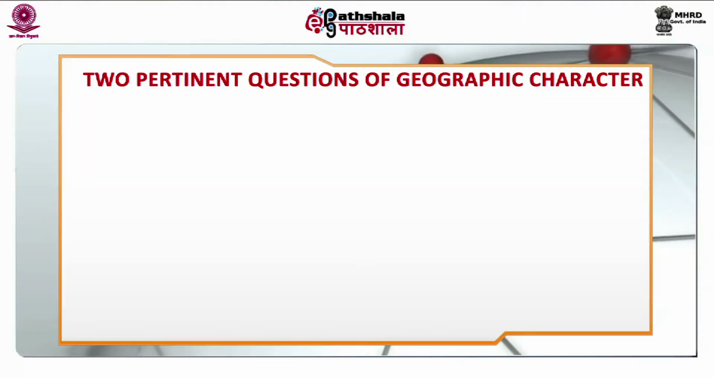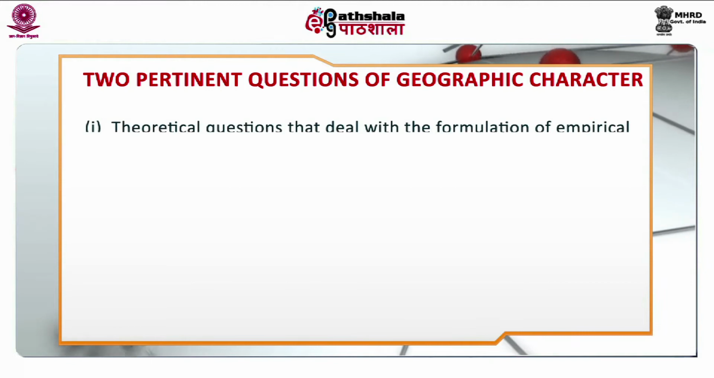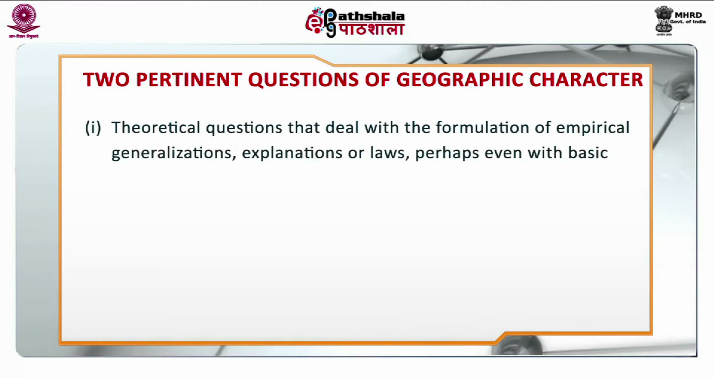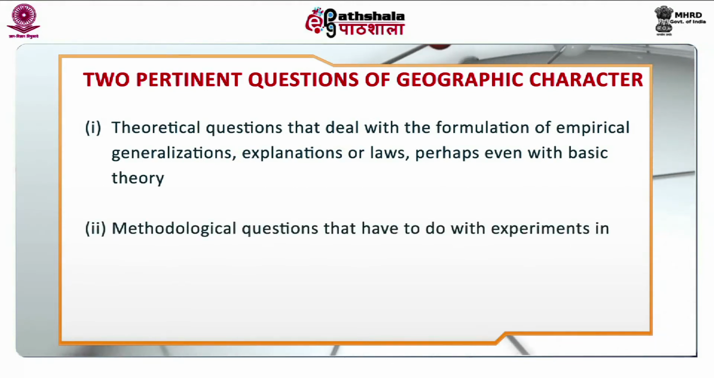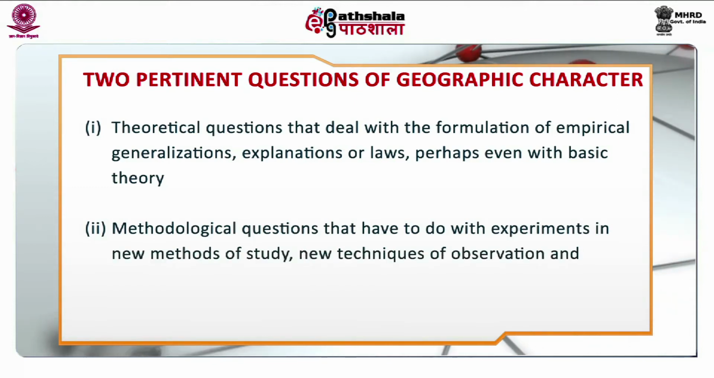Contemporary positivist-led geography therefore sought to investigate two pertinent questions of geographic character. The first is a theoretical question that deals with the formulation of empirical generalizations and explanations or laws, perhaps even with basic theories. The second is the methodological question, which has to do with experiments in new methods of study, new techniques of observation and analysis, and new categoric methods.